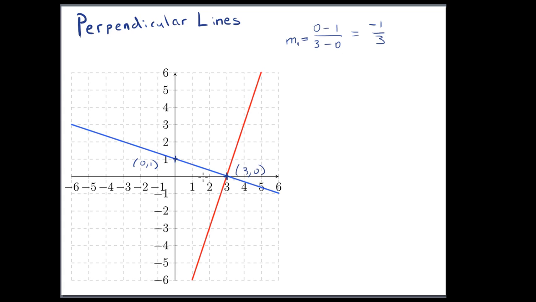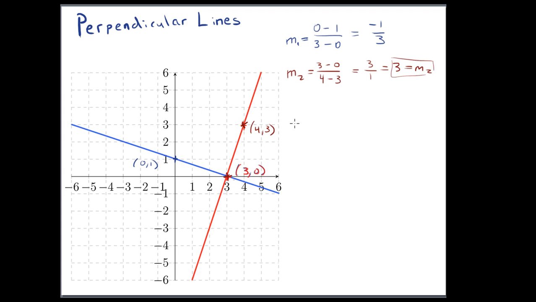Now let's go ahead and do that with the red line. I'm going to start right here again at 3, 0. And then I'm going to end up right here. This is where it crosses again, over here at 4, 3. So I can compute that slope, m2, by doing 3 minus 0 over 4 minus 3, and that's 3 over 1, or just simply a slope of 3.